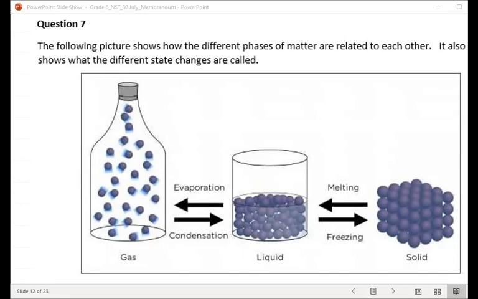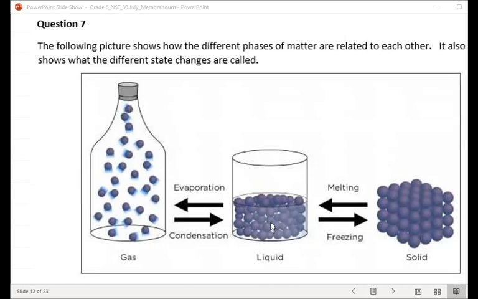Condensation is when a gas becomes clouds. Okay, so according to the picture that we have here, what is condensation? When a gas becomes water. Okay, liquid. So yes, when a gas becomes a liquid. And in order for a gas to become a liquid, what do we need to do to the particles?